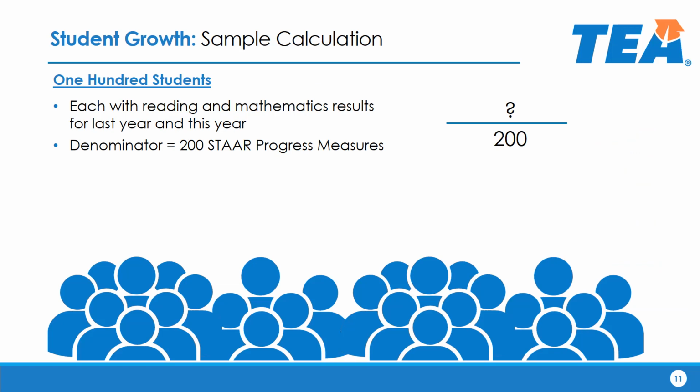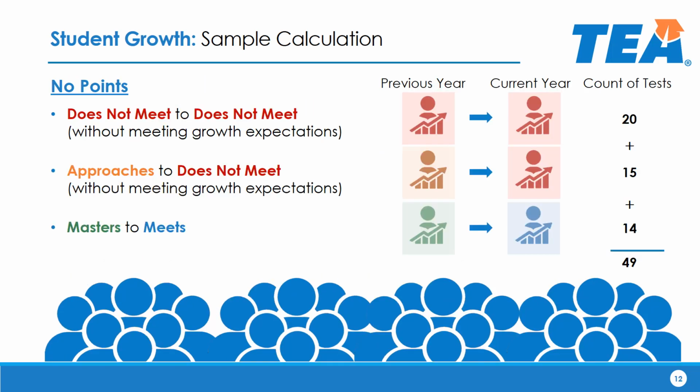This is an example of how we calculate the score for Part A. Let's imagine the following scenario. A campus with 100 students, each of whom took both reading and mathematics STAAR tests last year and this year. That would give us 200 STAAR progress measures. That's the denominator. Of these 200 tests, 20 tests remained at the does not meet proficiency level and doesn't meet STAAR progress measure expectations. 15 went from the approaches grade level last year to does not meet this year. And 14 tests went from master's grade level last year to meets grade level this year. That's 49 tests that don't earn any points.